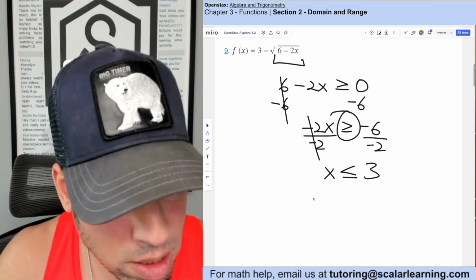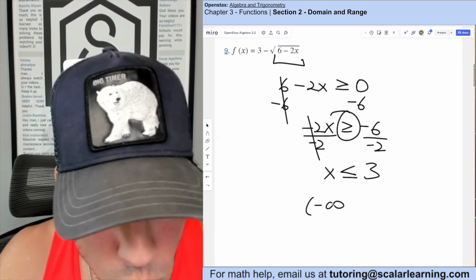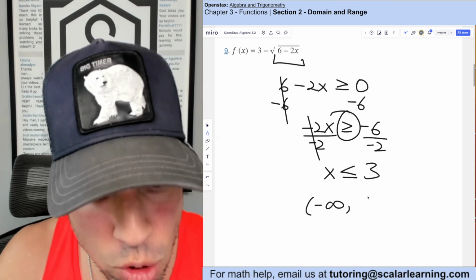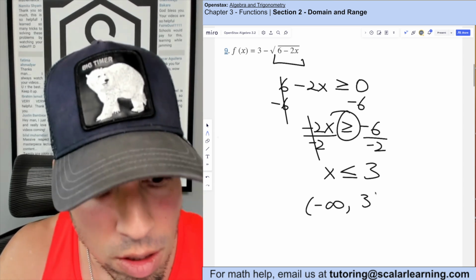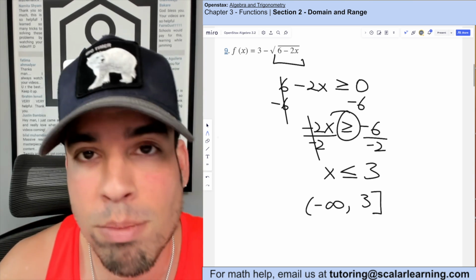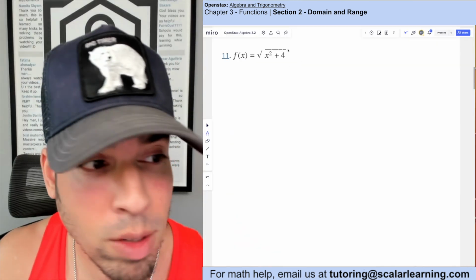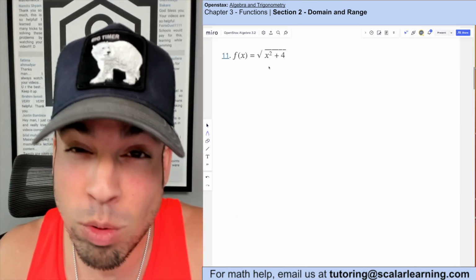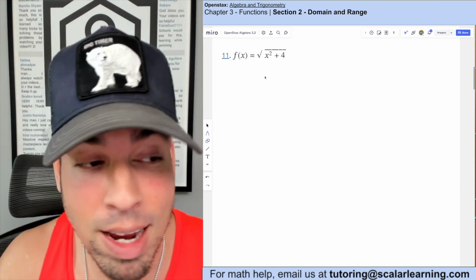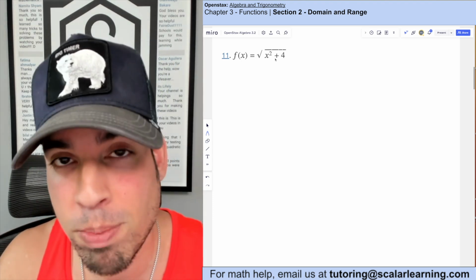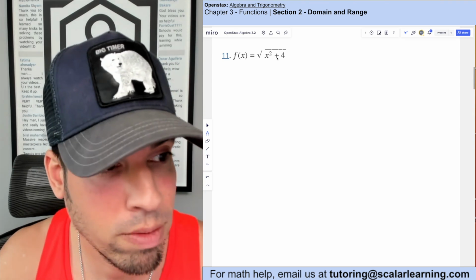So how do we represent that? Well, anything below means we're going all the way to negative infinity up to and including 3. So we give that square bracket, boom, done. So once again, we have a square root situation. So we want to be conscientious of not ever having a value of x that we plug in that's going to make us take the square root of a negative.